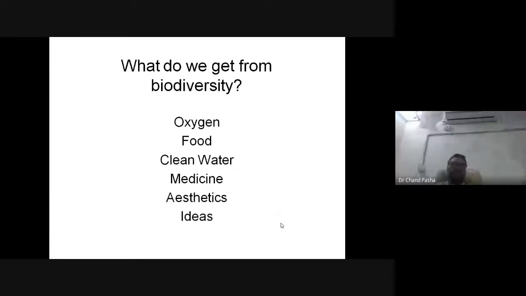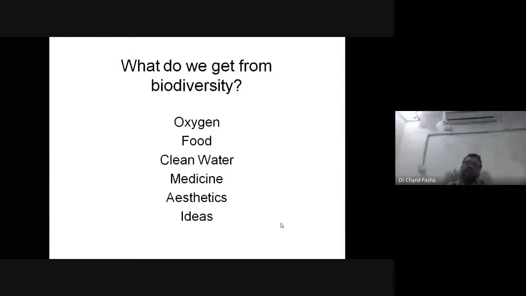And ideas: what ideas will you get from biodiversity? See, the big engineering constructions which are there are constructed based on the designs of leaves, and the designs of the nests created by insects and some birds.